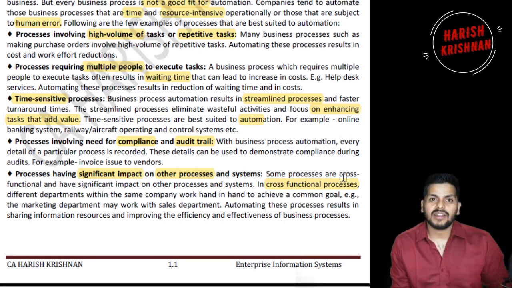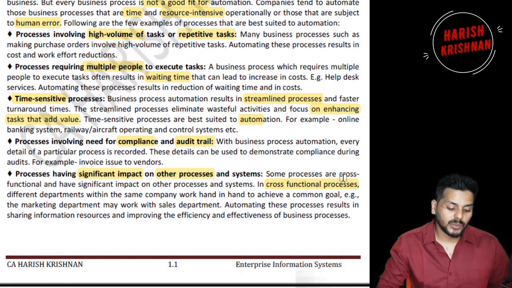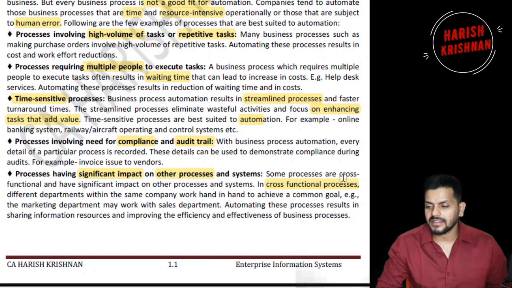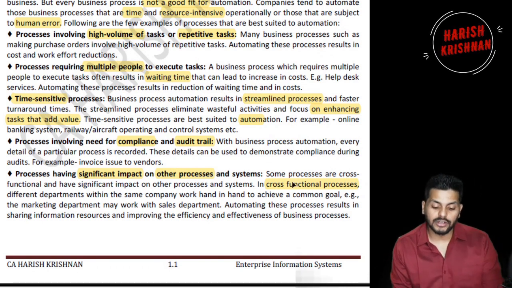And what we are discussing in this session is going to be a lengthy one. There are a lot of possibilities of questions coming in the exam. Again, I suggest this is going to be a little long session, so you can take breaks and watch. So that's the end of our first point. Processes having significant impact are called cross-functional processes.